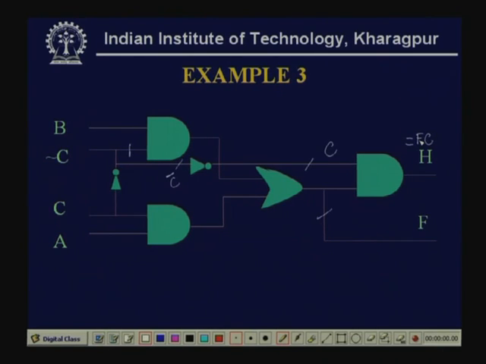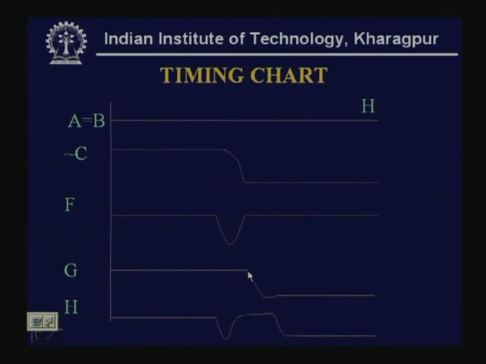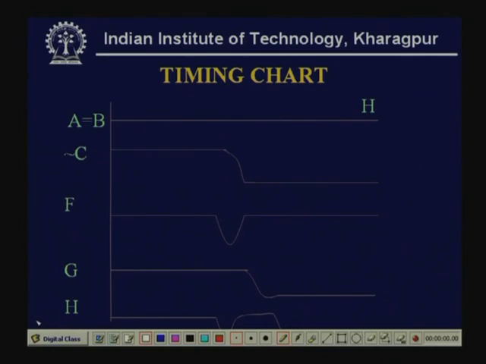Now if we consider the timing diagram, first again I am considering that A and B are high, that means A equal to B equal to 1. Now the complement of C. Initially C is 1, now it is switching from 1 to 0.